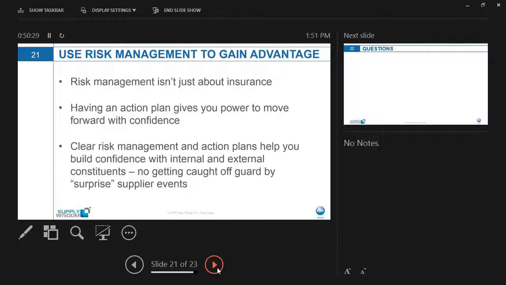Yes, you want to protect yourself. You want to insure against bad things happening, but really good risk management is about making your business better and stronger and getting advantage for yourself so you can take advantage of opportunities that are going forward.